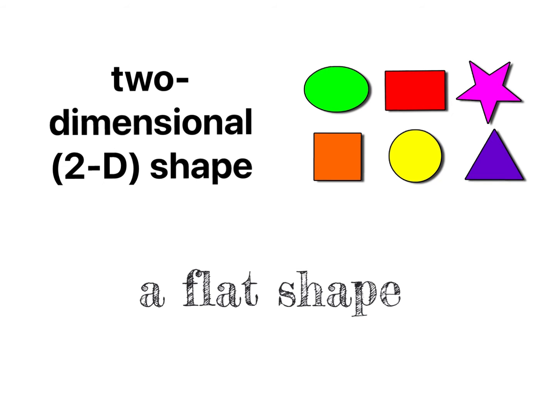The first one is a two-dimensional shape, or a 2D shape. And I have shown you here a circle, an oval, a square, a rectangle, a star, and a triangle, all to show you examples of 2D shapes. A 2D shape is just a flat shape.